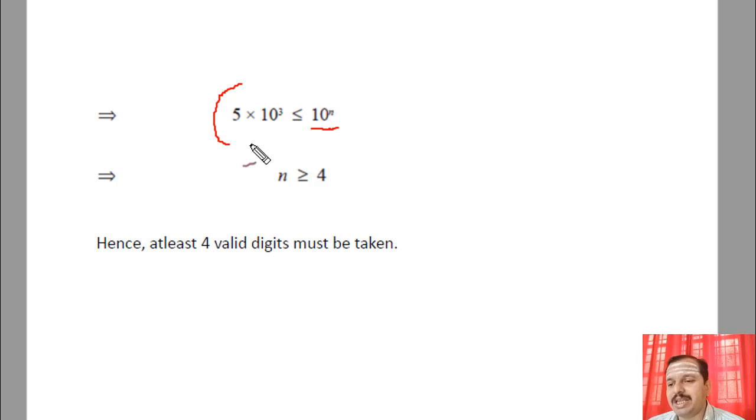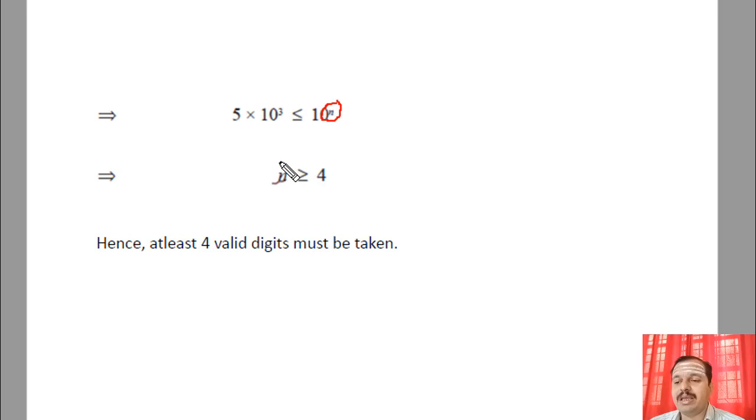Now it is 5 into 10 to the power of 3 less than or equal to 10 to the power of n. Now by looking at this, we can very easily guess what should be the value of n. This is very important. We have to find out the value of n. Now you please observe over here, if we take n equal to 3, what happens? 5 into 10 to the power of 3 is less than or equal to 1 into 10 to the power of 3. This is not true, because 5 into 10 to the power of 3 is greater than 1 into 10 to the power of 3. Therefore n cannot be 3 or less than 3.